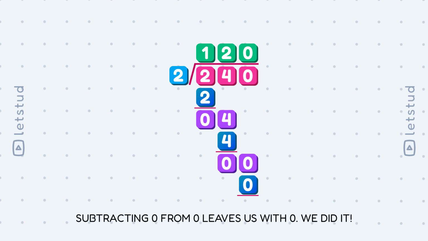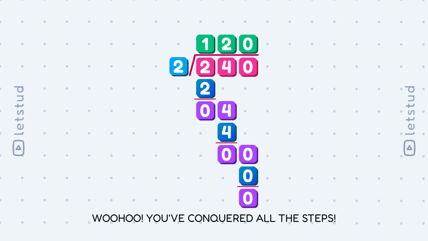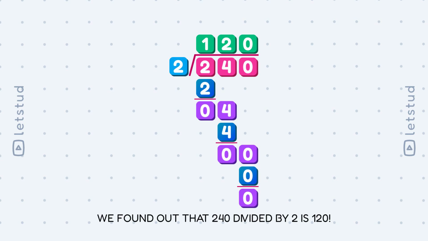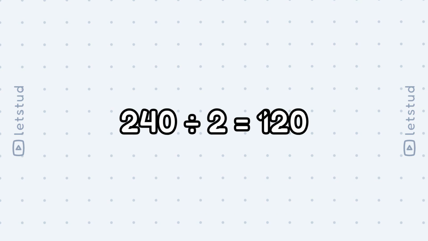We did it. Woohoo, you've conquered all the steps. We've divided 240 by 2. Let's see our final answer. We found out that 240 divided by 2 is 120. Great job, everyone. We broke down 240 into smaller parts and used the steps of long division to find our answer. Remember, practice makes perfect, and you're all doing amazing.